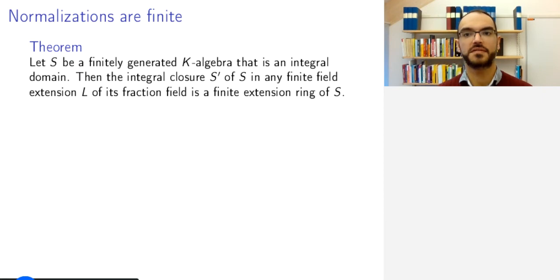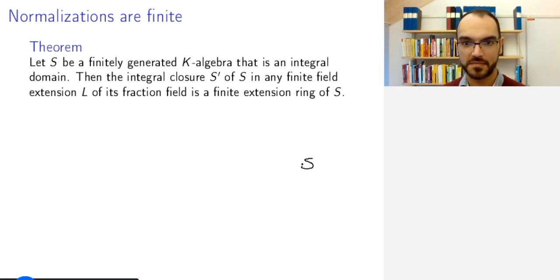So our first theorem is that the normalizations that we will be using are finite. This does not hold in general for general normalizations, but in this following setting: if you have S a finitely generated K-algebra, K is as usual our algebraically closed field, and assuming that S is an integral domain, then the integral closure S prime of S in any finite field extension L of its fraction field is a finite extension ring of S. That's a lot of words, so let's take a look at it.